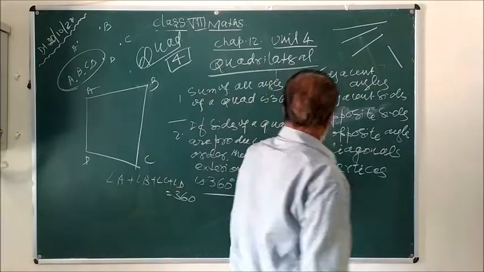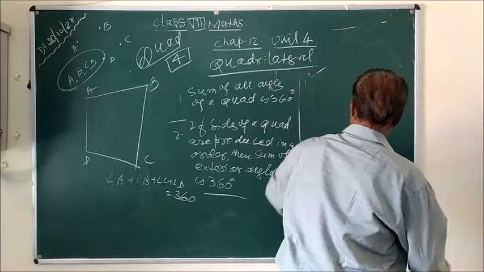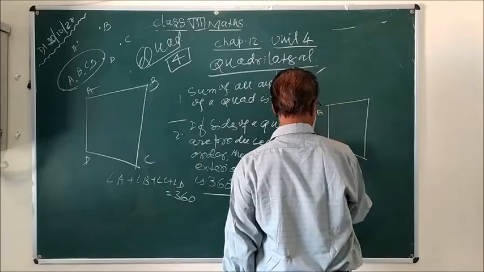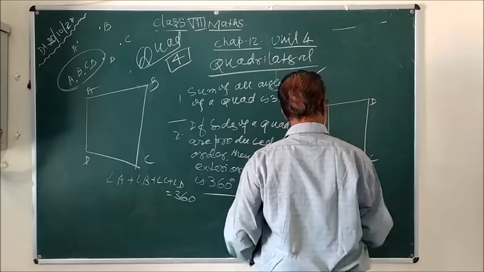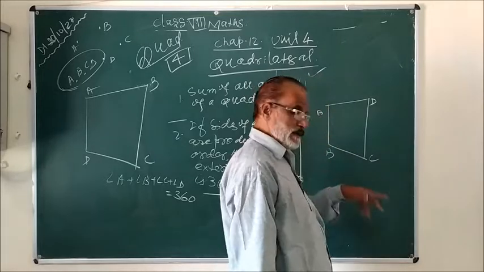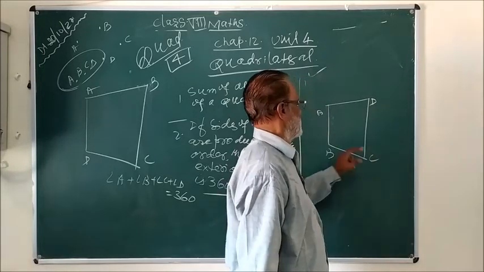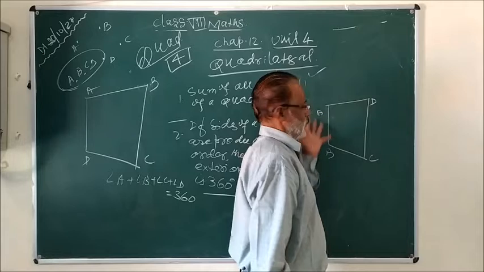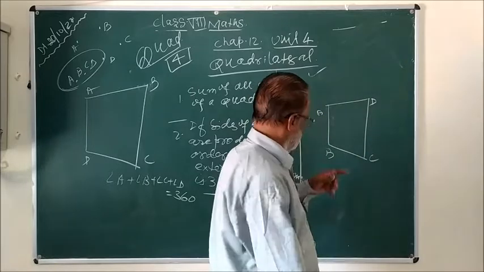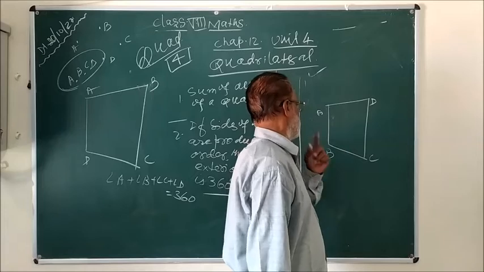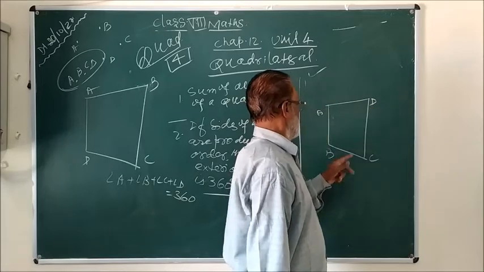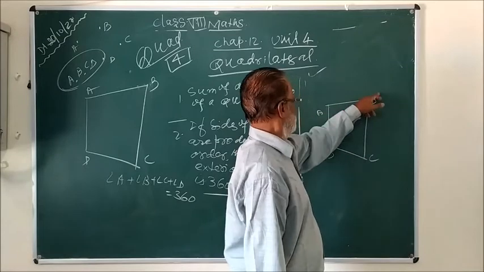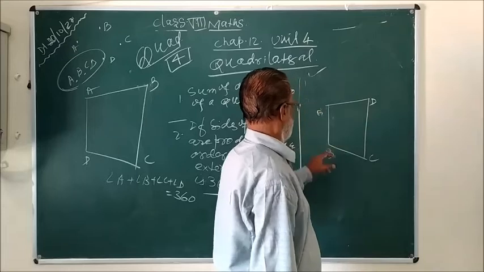And the other important fact: suppose this is A, B, C, D. You can say the name from anywhere, but you have to say it in order. A, D, B, C would be wrong. You can start from A, B, C, D or anywhere, either clockwise or anti-clockwise. But we have to be very careful when we name the quadrilateral, like D, C, B, A, and so on.